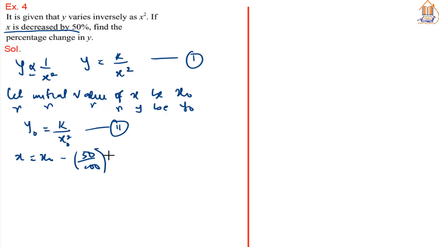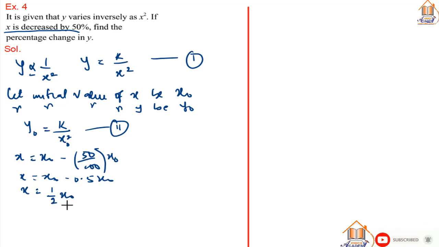100 times the initial value. Here now, 50 over 100 is going to give us 0.5. So we have our x is equal to x naught minus 0.5 x naught. Now x naught minus 0.5 x naught is going to give us 0.5 x naught, which is equal to 1 over 2 x naught. So we have our x is equal to 1 over 2 x naught.